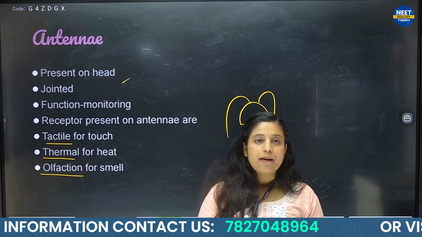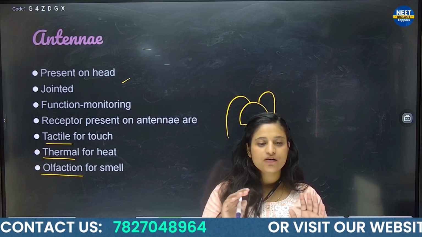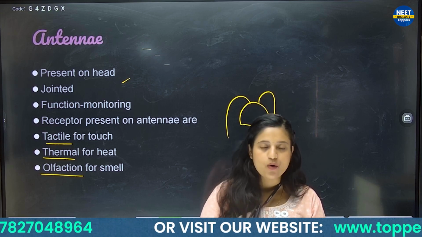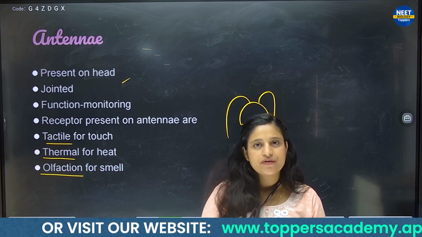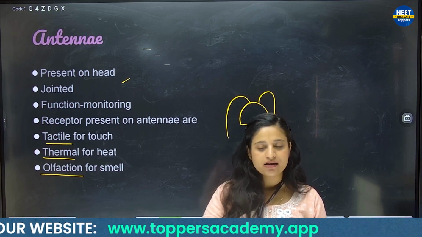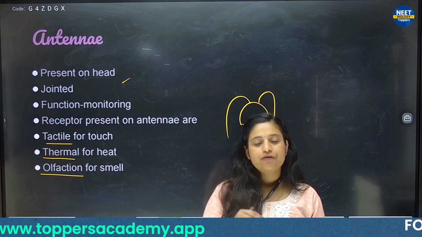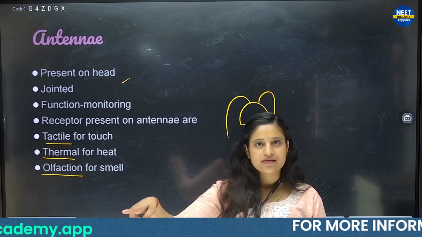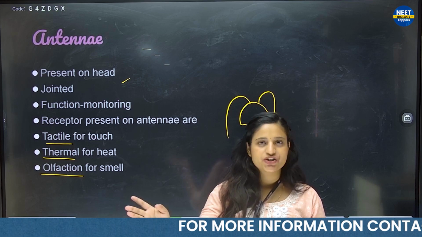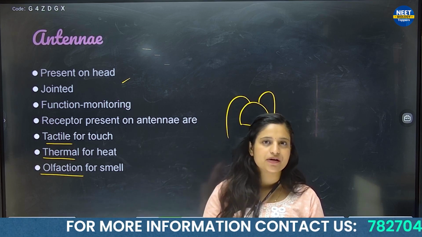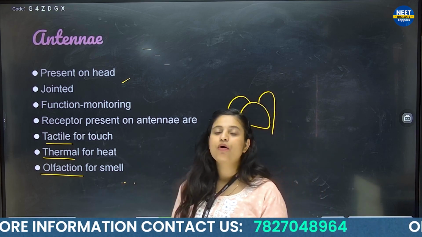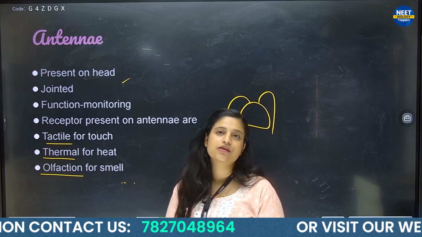So you will mostly see cockroaches in the kitchen area. Why? Because they have very good olfaction, they can smell the food, that's why they are found in the kitchen area. And when you touch a cockroach, it runs very fast. Why? Because they have touch receptors. Okay, and also they have thermal receptors for heat.